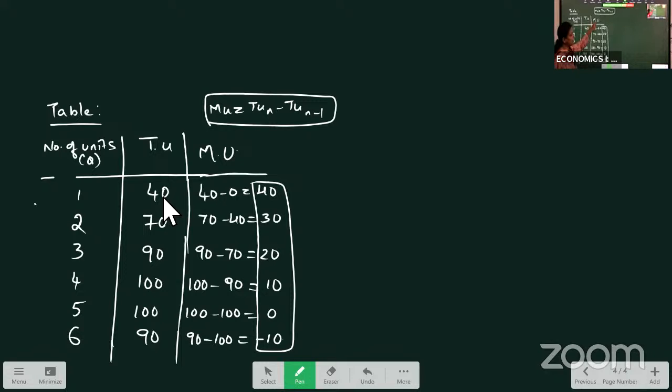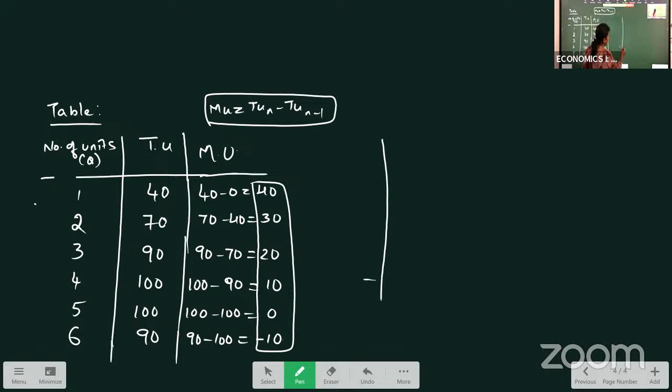Now, if you see marginal utility, what is happening here? Marginal utility, additional satisfaction, is decreasing. As the quantity increases, additional satisfaction decreases. When total utility is maximum, our marginal utility is 0. When total utility decreases, marginal utility becomes negative. Same thing we will do with the help of a graph.